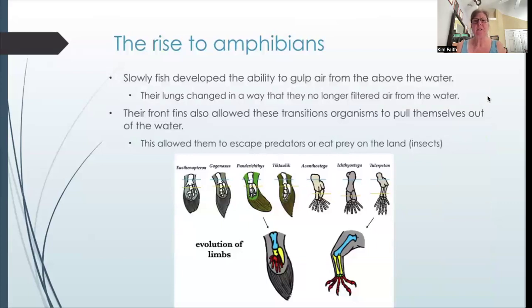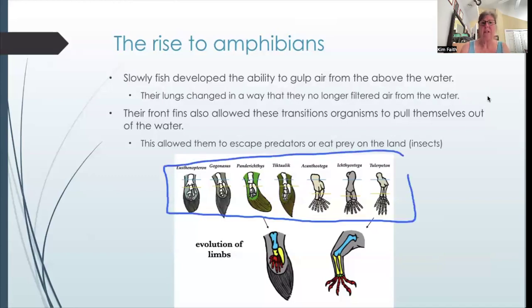As they started to be able to gulp that air, bettas do that too. If you ever have a little betta fish, that's what they do. So they don't have to filter, they don't have to get the oxygen out of the water. They can just go up and gulp it. And then we can see the development with all the transitional fossils here as those bones have changed over time, allowing fins to form into limbs to get out of the water and escape predation.